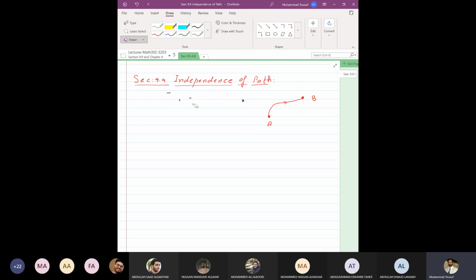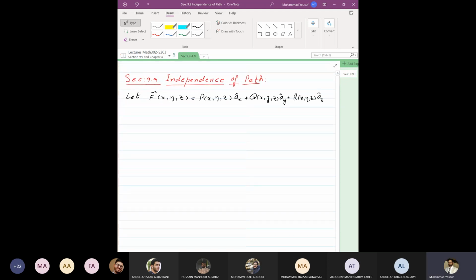or let me write it this way. First, let F as a function of x, y, z be P of x, y, z ax plus Q of x, y, z ay plus R of x, y, z az, where ax, ay, az are all unit vectors. So they are i, j, k.